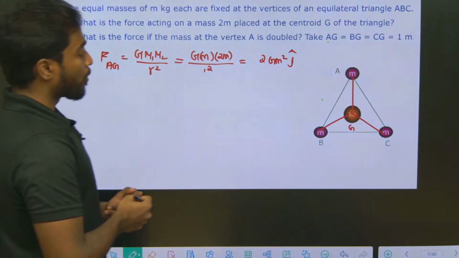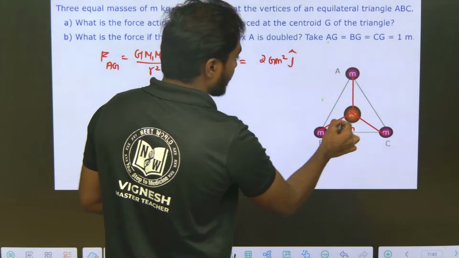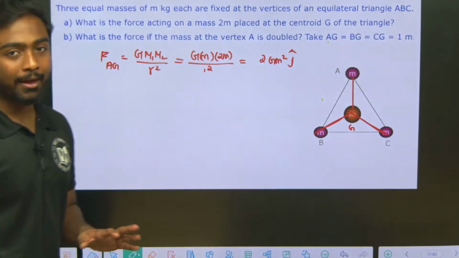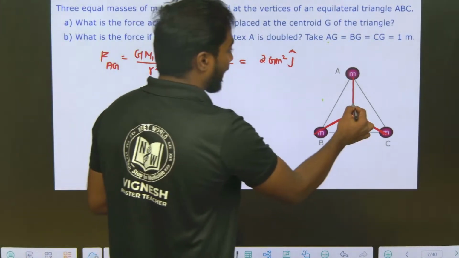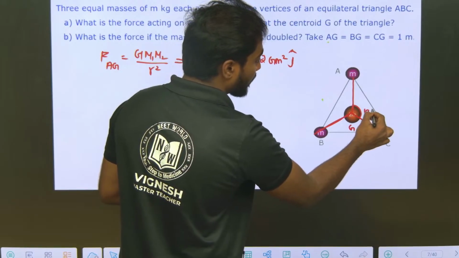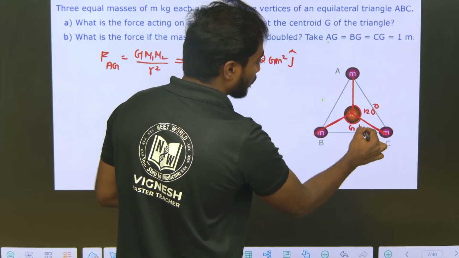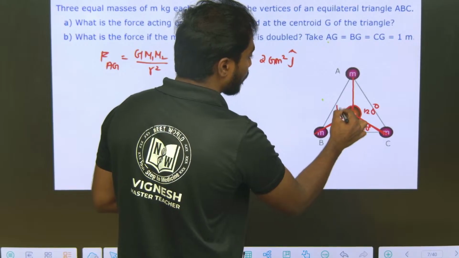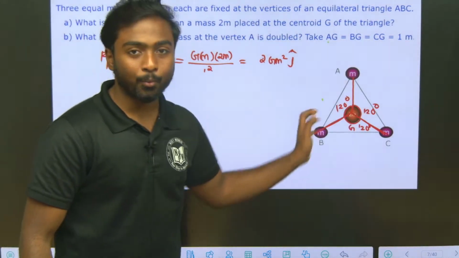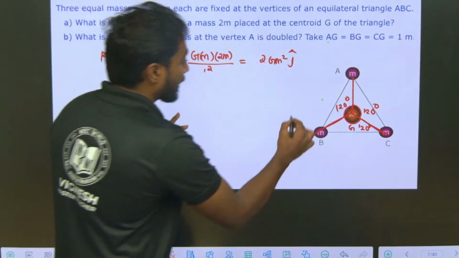Now B and G, C and G are making some angle, right. That angle is 120 degrees, this one is 120 degrees and this one is again 120 degrees. So if I want to take the components in the x axis and y axis, I can separate like this.